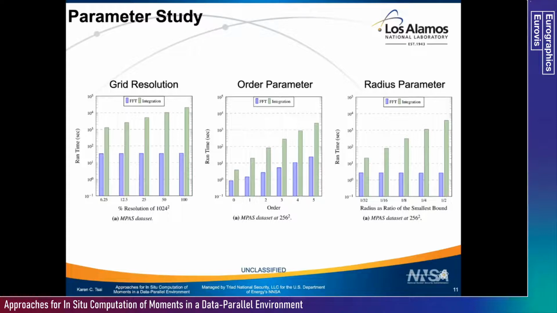So let's start with the graph on the left for the grid resolution. The grid resolution is for how coarse or fine we wish to compute the moments on if we do not use the full resolution of the dataset. As we expected, the integration approach benefits from computing the moments on only a subset of the original data, whereas the FFT approach remains unaffected.